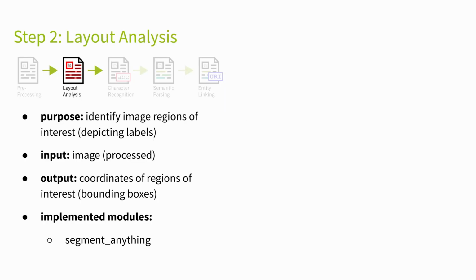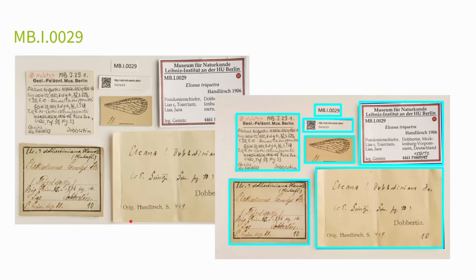The second step, layout analysis. Its purpose is to identify image regions of interest. And in our case, this means we want to separate the image regions which actually depict labels. The input is the processed image from the last step, and the output are coordinates of the regions of interest, the bounding boxes. In the current release, we have implemented a module that's based on Segment Anything. And the output basically is that we have these bounding boxes identifying individual labels.